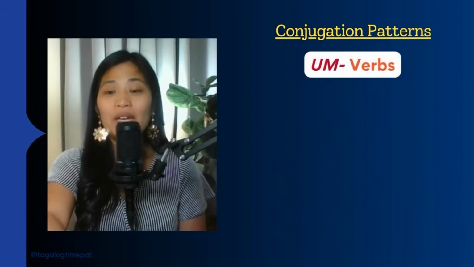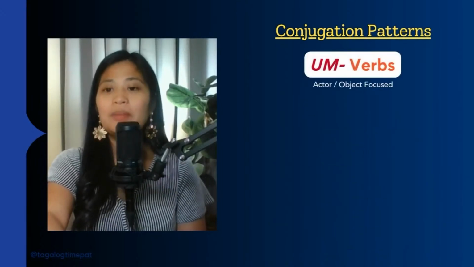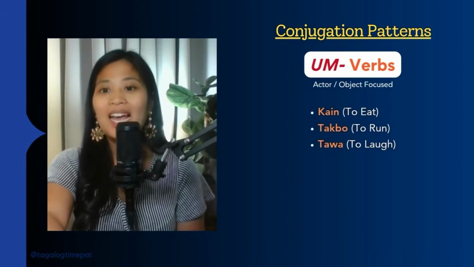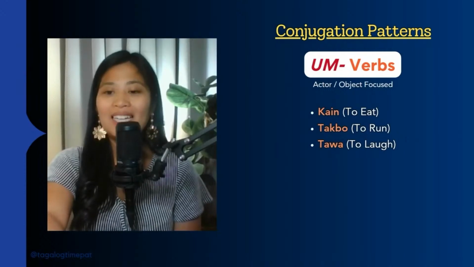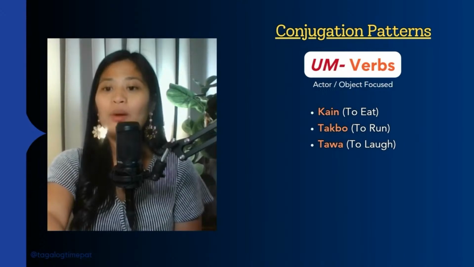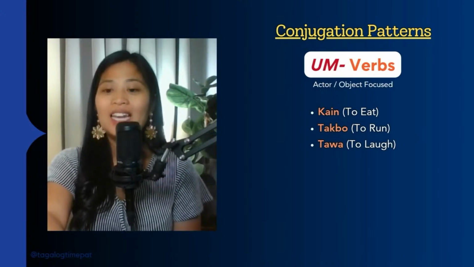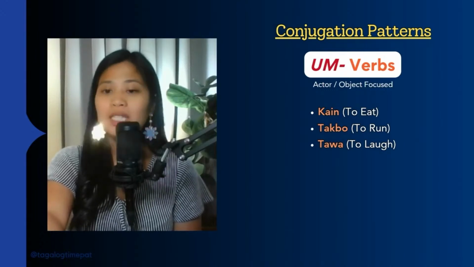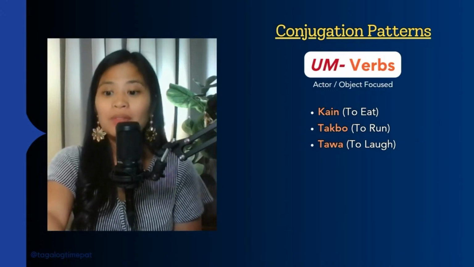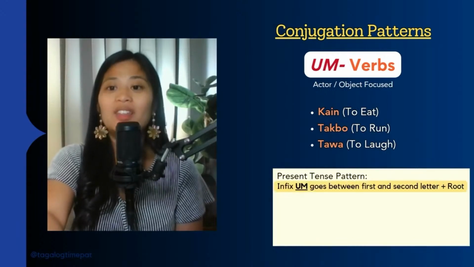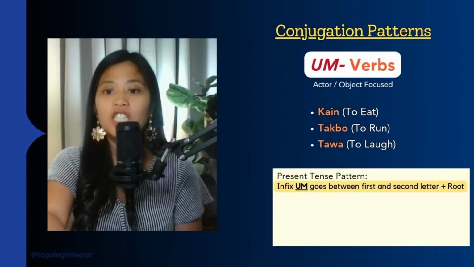Now let's take a look at um verbs. These can be actor or object focused, depending on the context. And here are some examples. Kain is to eat. Takbo is to run. Tawa is to laugh. Now you might be wondering, why are these um verbs? Doesn't appear in the word at all. It's because um is the infix that goes into the word when you are conjugating it.